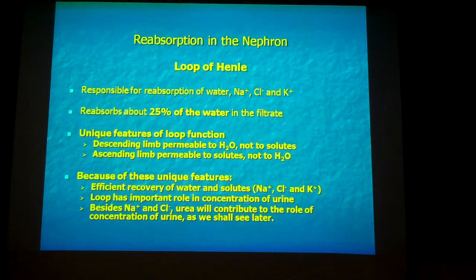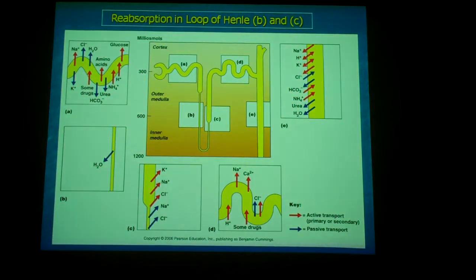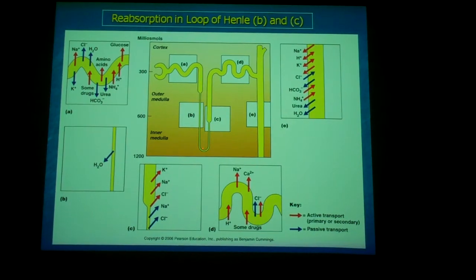One of the main functions of the loop of Henle is to concentrate the urine. I'm going to show you how this works in a little bit. So the only thing that's happening in the loop now is reabsorption of water and certain electrolytes, sodium, chloride, and potassium. So this is where we are now in the loop. That's what's happening here.